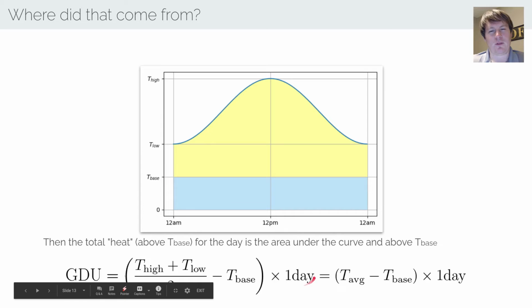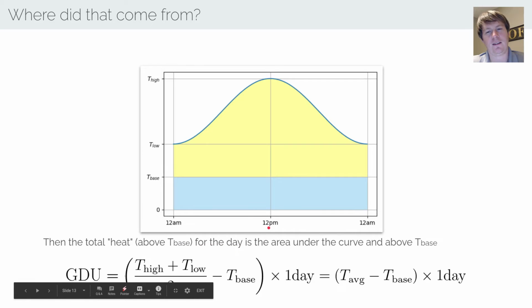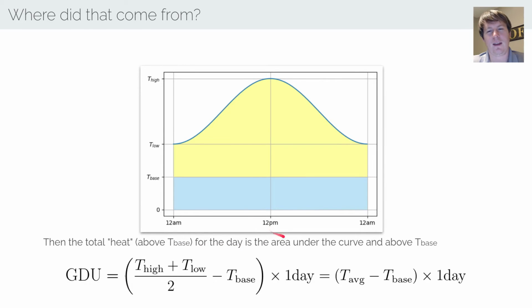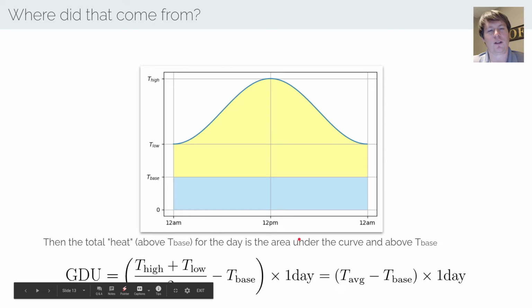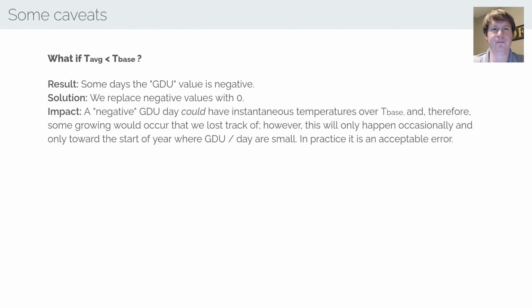Now we'd oftentimes drop this times 1 day part because multiplying a number by 1 doesn't really change the number, but it's important from a unit consideration. This stuff in the parentheses has a unit of degrees, and this has a unit of day, which gives us our total unit of degree days, and therefore why we call it growing degree days.